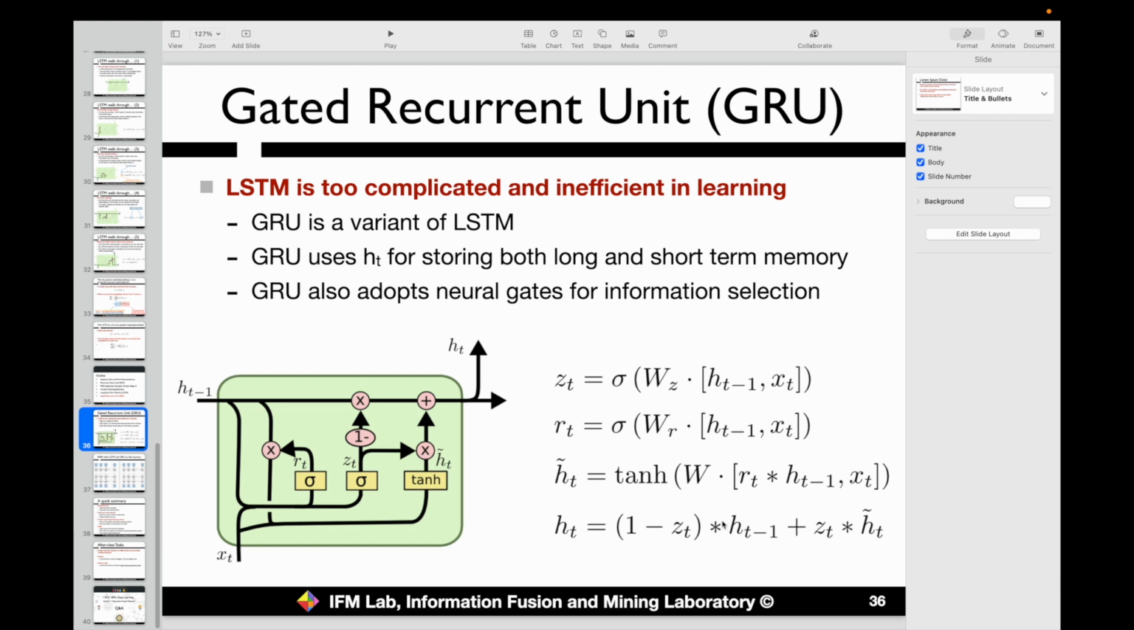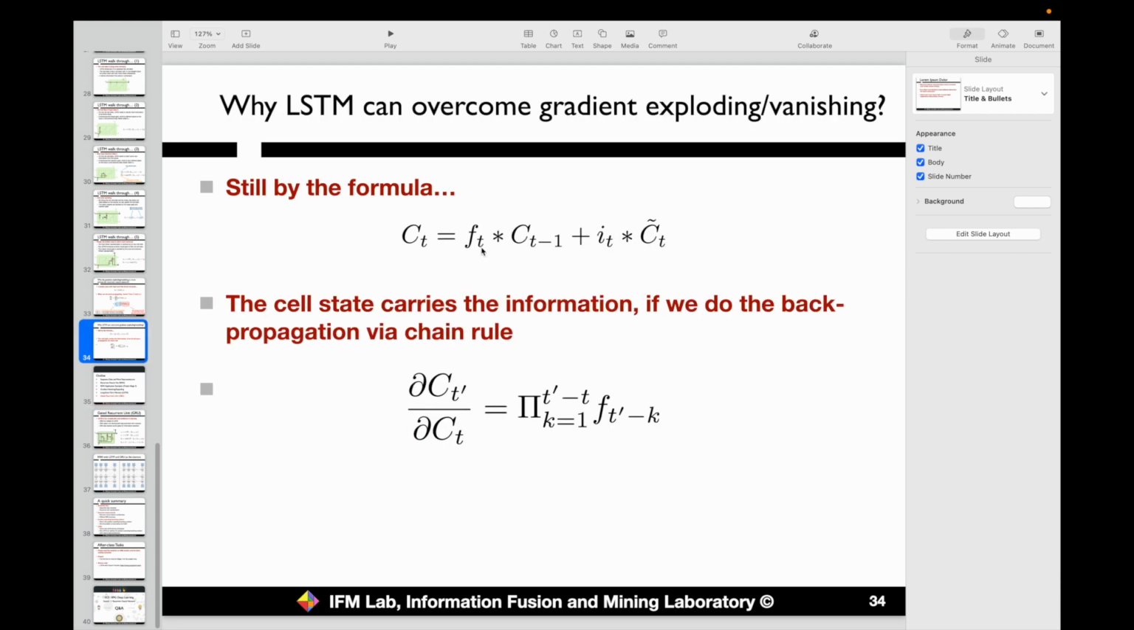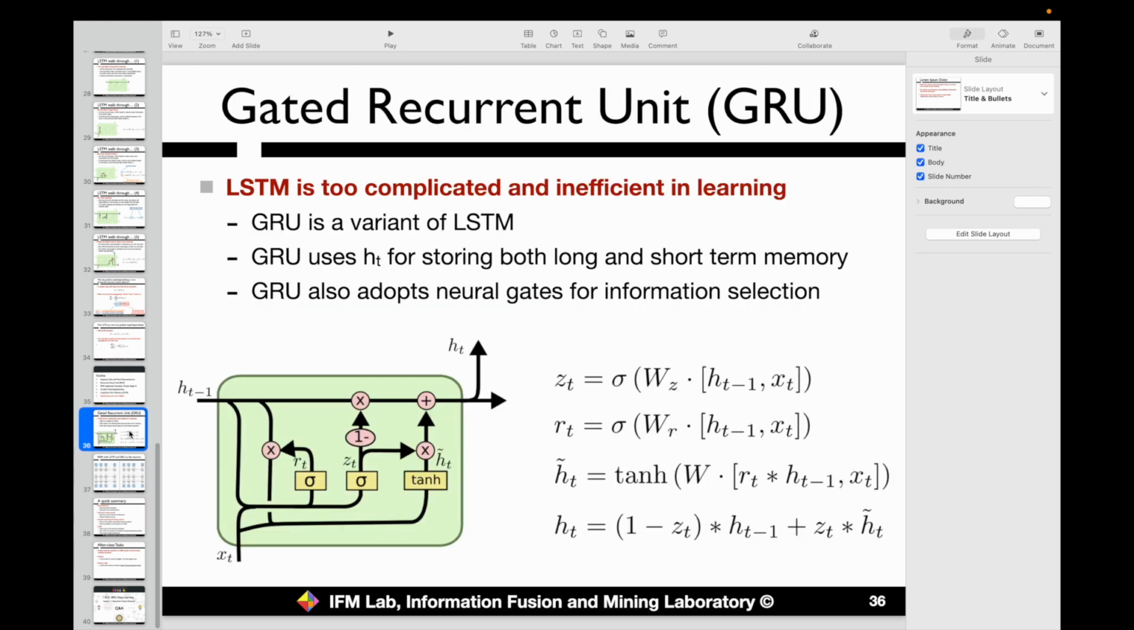Okay, so this is another variant of the LSTM. We call it GRU. This GRU works in a very similar way as the LSTM, however, it is much simpler. We simplify the LSTM into the new version. Inside, we have fewer parameters to be learned. Also, the architecture is much easier and simpler. Similar to the LSTM, the GRU can also address the gradient vanishing and exploding problem in a similar way, and also improve the learning process, which will be much faster than the LSTM.